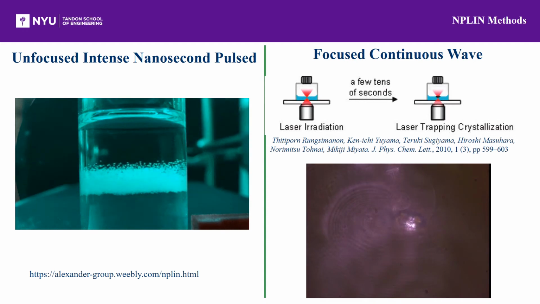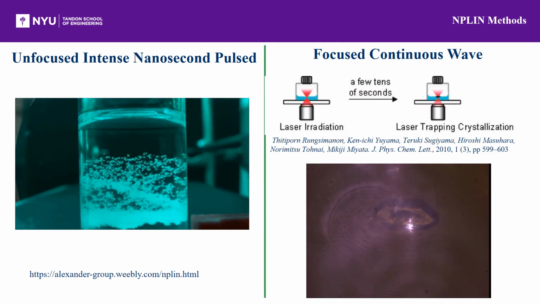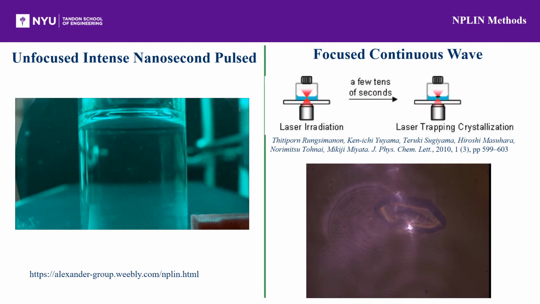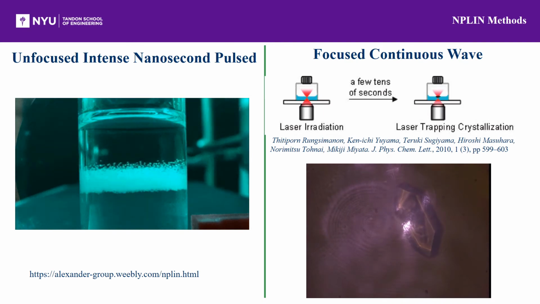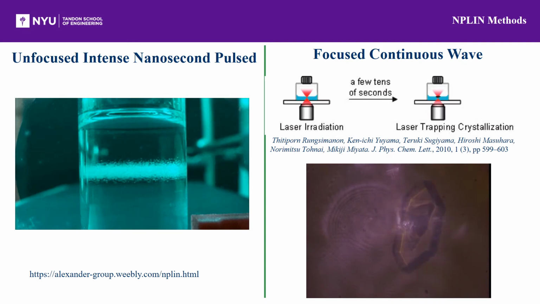There are many different types of NPLIN methods. I'm going to introduce you to 2 separate types. The first I've already introduced you to, the unfocused intense nanosecond pulse method, in which you shoot an unfocused nanosecond pulse beam through a supersaturated solution and you get crystals. Here you can see Dr. Alexander et al. shooting a supersaturated solution of KCl in water, getting a crystal.